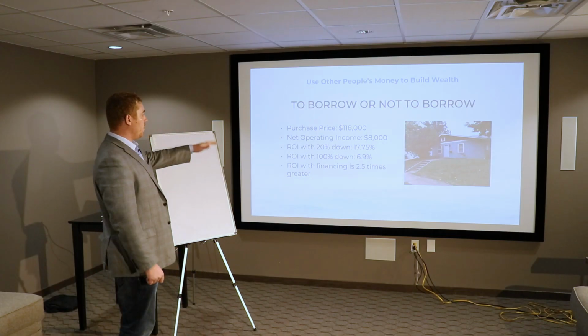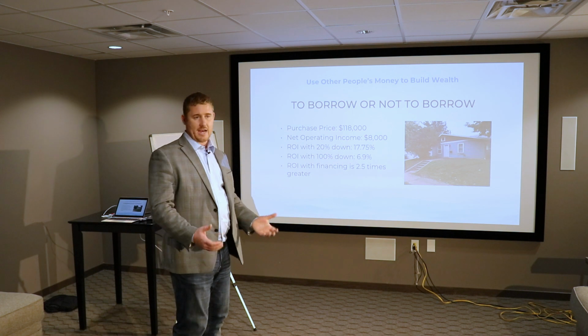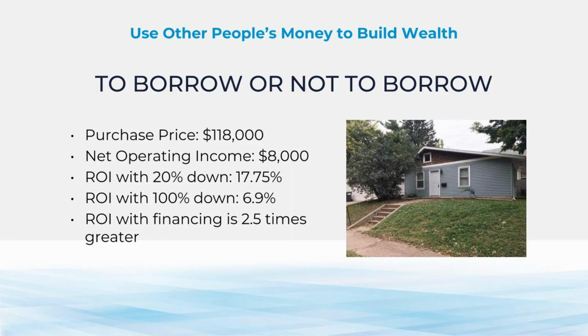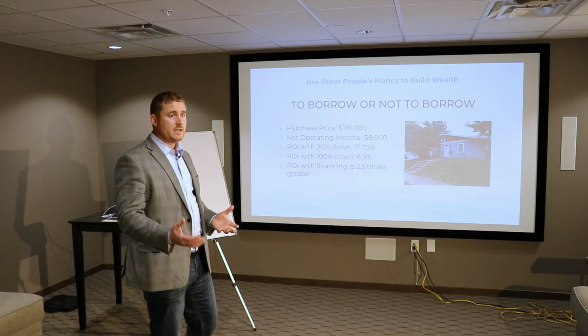When we go to 100% down, so we pay 100% cash for this property, our return on investment drops to 6.9%. Well, with financing, this property performs 2.5 times better than if I paid cash for it. Well, that's interesting, right?